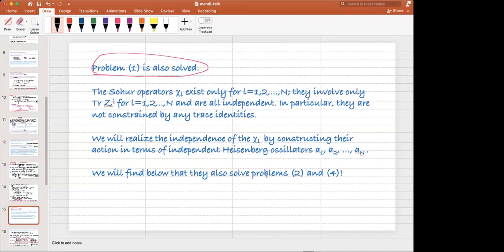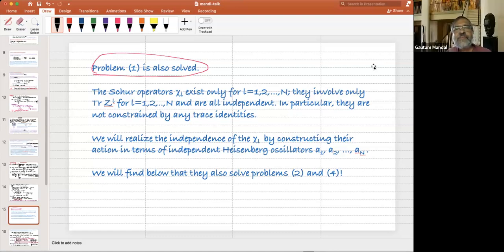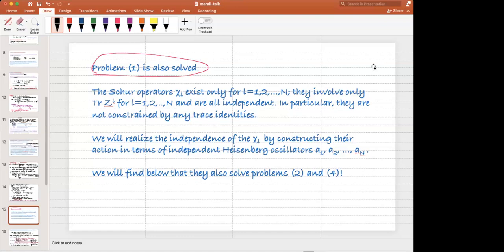Can I ask? Yes. So Gautam, I have 2 questions. One is, when we rewrite the trace of z to the L's in terms of the Schur, you get coefficients that depend on N, right? Yes. So are these coefficients in the large N limit to be interpreted as gravitational dressing, G-string related dressing?